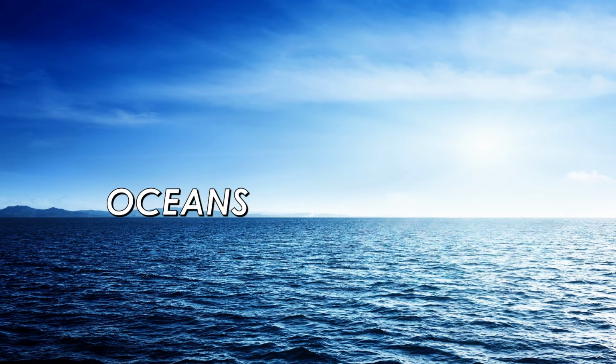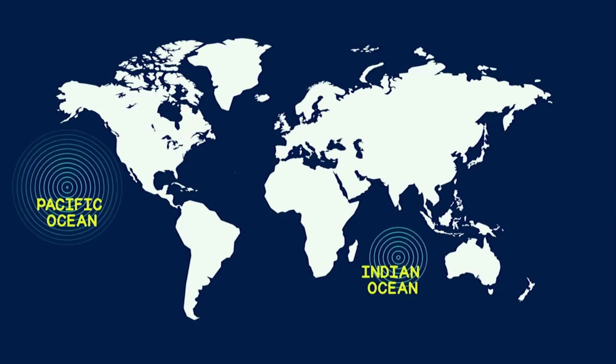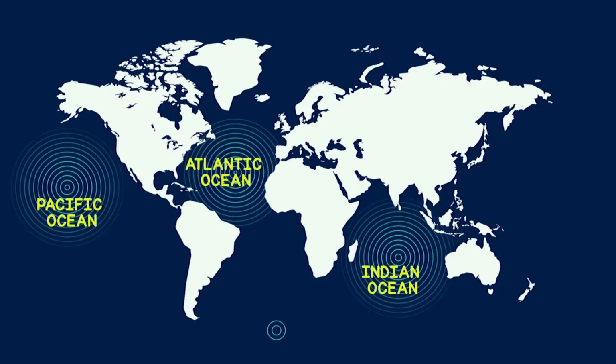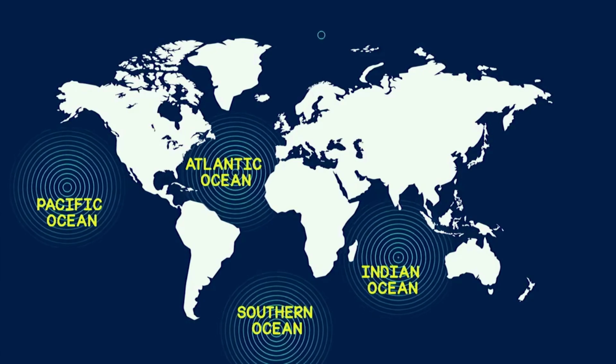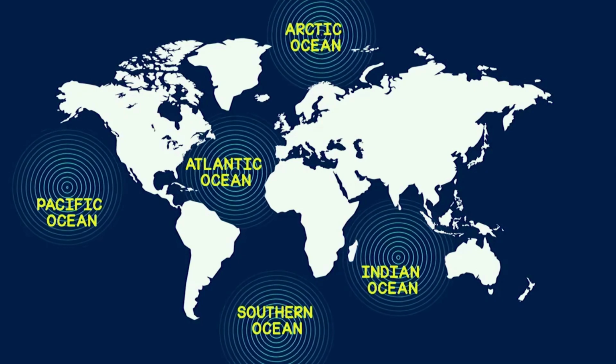Oceans. We know that the vast water bodies are called oceans. There are five oceans on the Earth's surface, namely the Pacific Ocean, Atlantic Ocean, Indian Ocean, Antarctic Ocean, and the Arctic Ocean. In the world map, we can see the Pacific Ocean, Indian Ocean, Atlantic Ocean, Southern Ocean, which is also known as Antarctic Ocean, and Arctic Ocean.